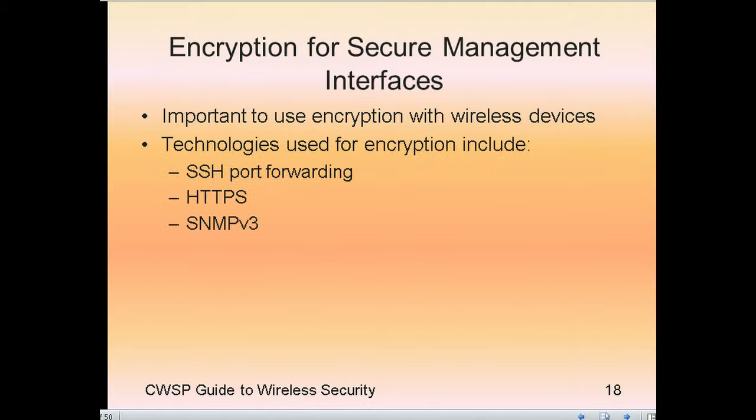It's important to use encryption in wireless devices, because anybody that can see our network can see our data, can receive our data, can record our data. The technologies: SSH, port forwarding, HTTPS, and SNMP v3. SNMP has 3 versions, 1, 2, and 3. 3 is a secure version.